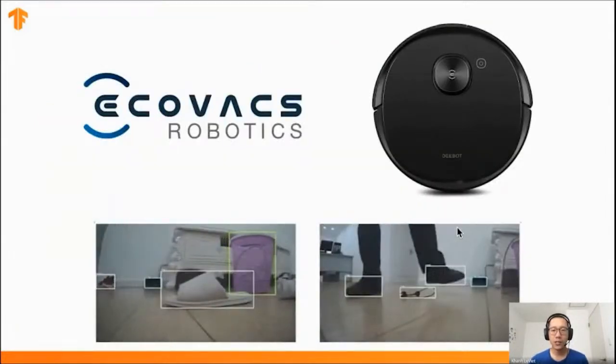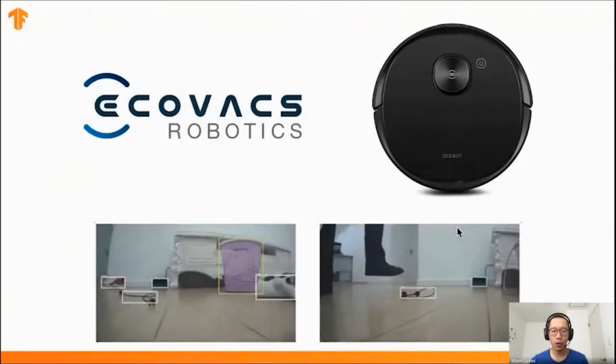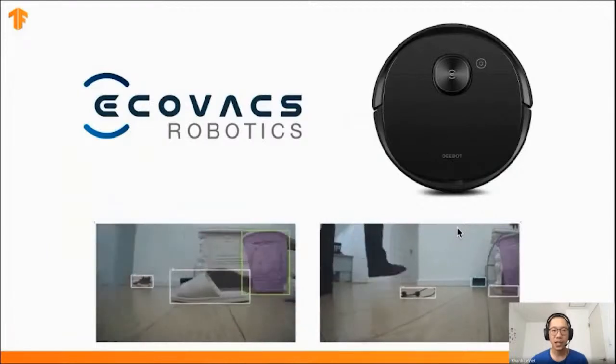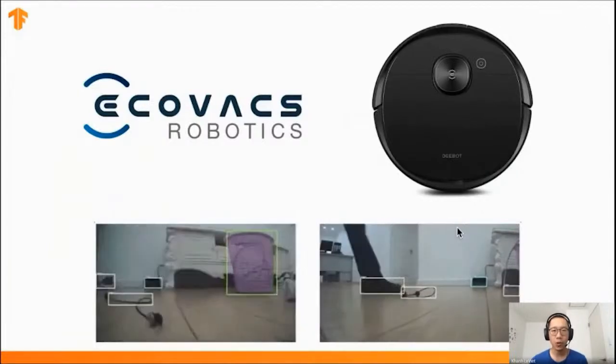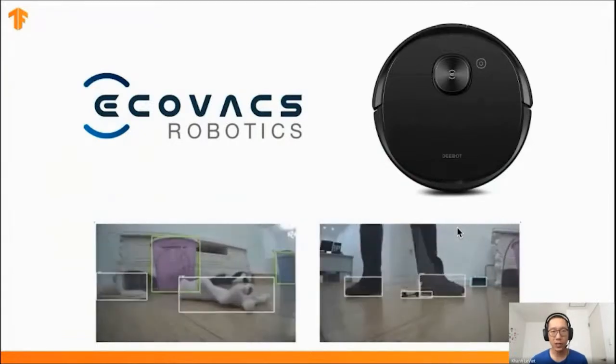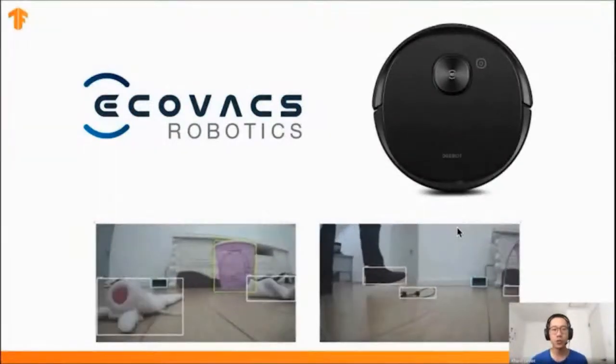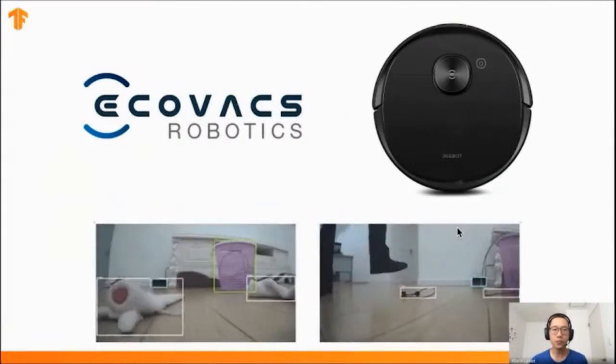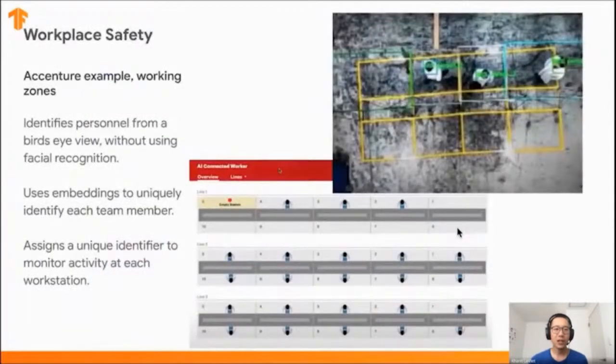So Ecovacs is a vacuum robot manufacturer based in China, and they are using an object detection model running on TensorFlow Lite in their vacuum cleaner robot to detect and avoid obstacles more effectively. And Accenture has a computer vision model running on an IoT device to measure worker activity on each workstation in a production line.